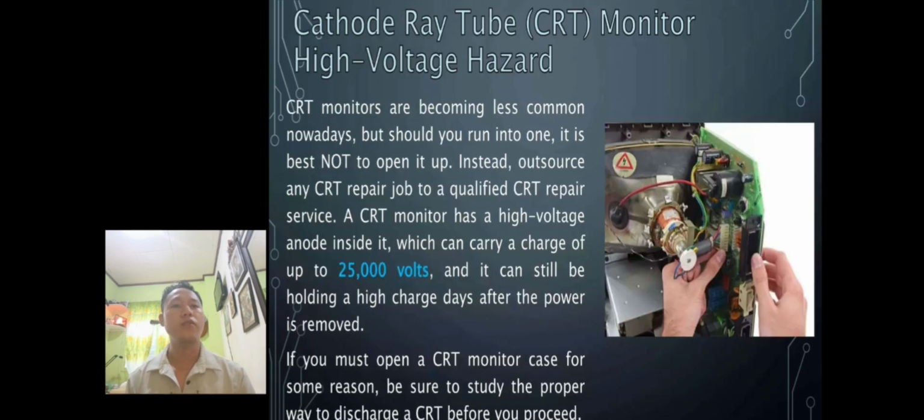The cathode ray tube monitor high voltage hazard. Right now, this type of hazard is not really common, because we are already using LED monitors. But some of those who use CRT monitors have a high voltage node inside, which could carry charges up to 25,000 volts, and it can still be holding a high charge days after the power is removed. So you need to be careful with that.